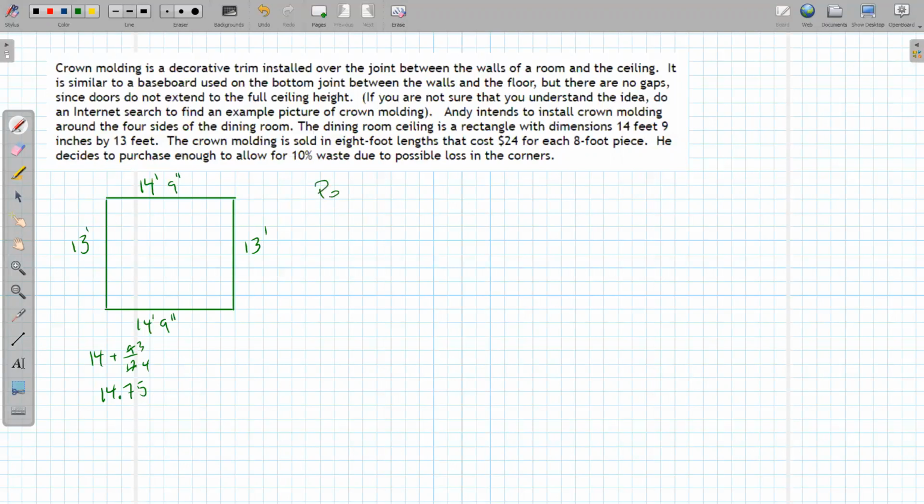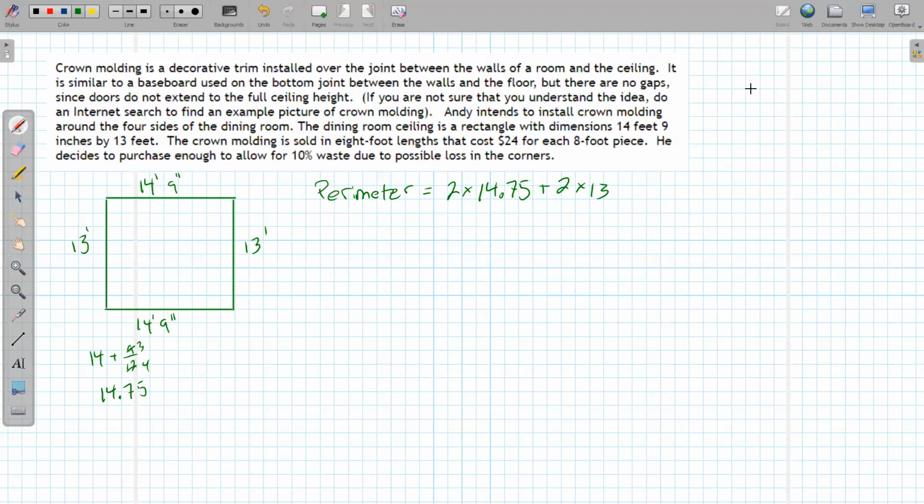So perimeter is two edges here that are 14.75 feet, and then 2 that are 13 feet. So we need to calculate that and add them up. And then we want 10% more. So I'm going to add 10% to that.